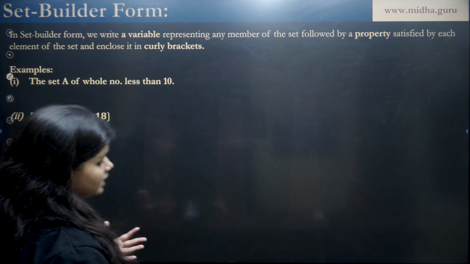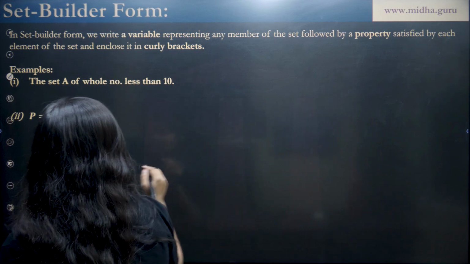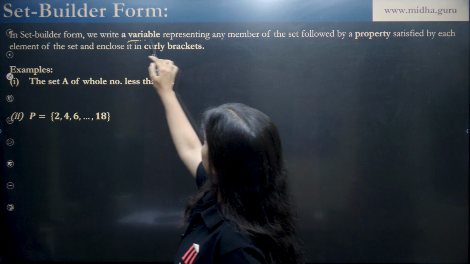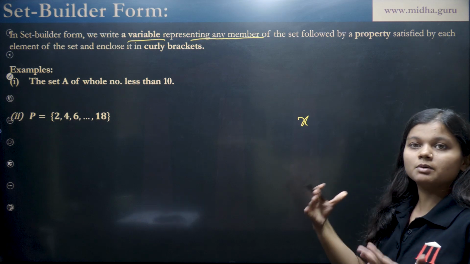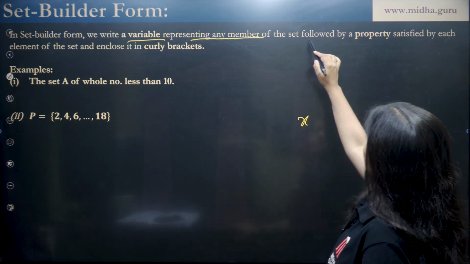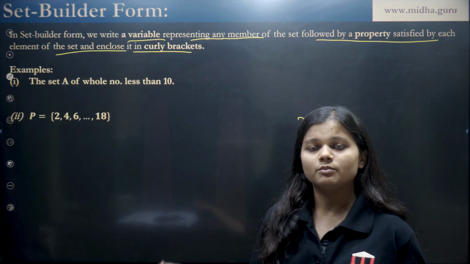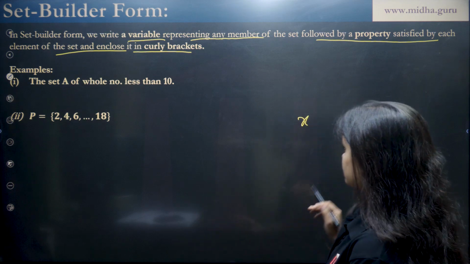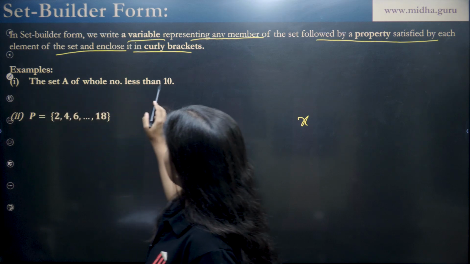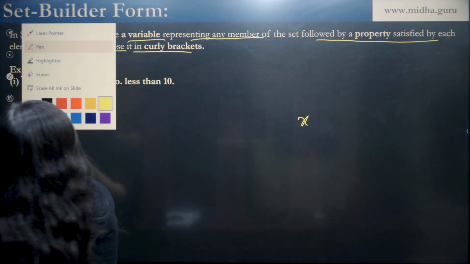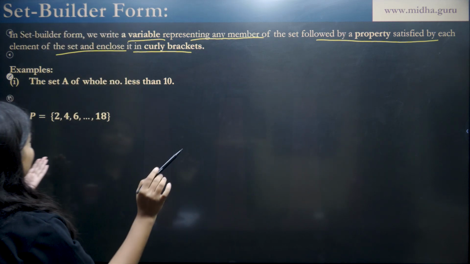Next is set builder form. How can we represent any set in set builder form? Set builder form, as I've already told you, is written by using a variable that represents any member of the set, any variable, let us say X, that represents any member of the set that is given, and followed by a property satisfied by each element of the set and enclosed in curly braces. Obviously curly braces are important in a set. So for example, let us understand this with the help of an example. The set A of whole numbers less than 10. We have to write the set A in set builder form.